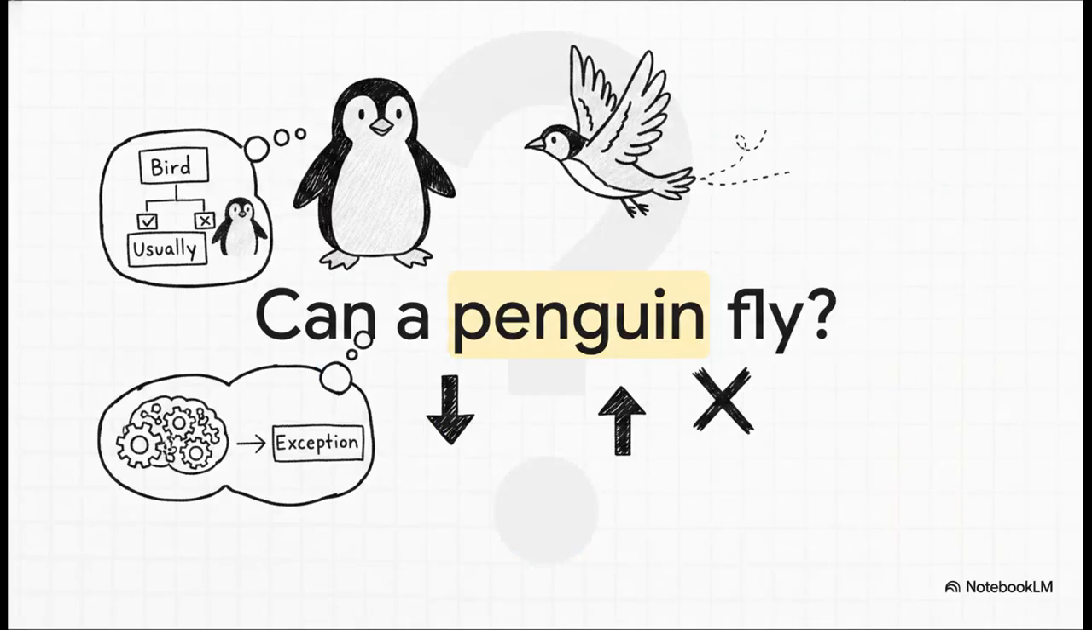So think about this for a second. Can a penguin fly? Right, humans instantly know the answer is no. We just intuitively understand exceptions. We know penguins are birds, and yeah, birds usually fly, but penguins are an exception to that rule. Well, in computer science, teaching a machine to handle this requires a framework that can actually override default rules. It's this mind-bending concept known as non-monotonic reasoning.